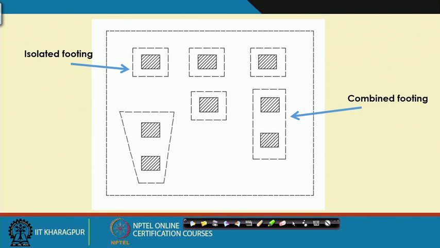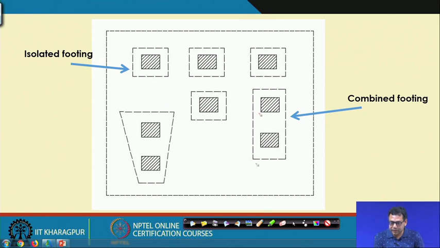So, in the last class I discussed the design of an isolated footing resting on clay. Now, in that problem, this is the isolated footing that I designed. Now, if the foundation is a combined type of footing, then how will we design that? The design procedure is the same as for this isolated footing.